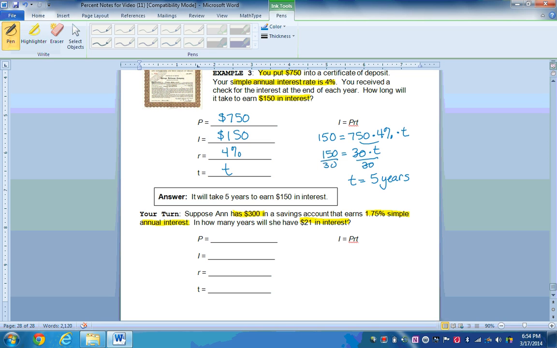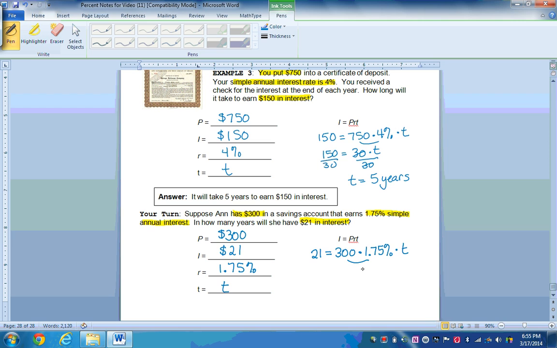Alright, let's see how you did. Anne has $300, that's our principal. She's earning 1.75% annual interest, so that's my rate, 1.75%. And then how much interest is she looking to get? At the end here it tells us $21. The time is what we're looking for. We'll call that T. So if we put everything into the formula, it's 21 is equal to 300 times my rate of 1.75% times the time.